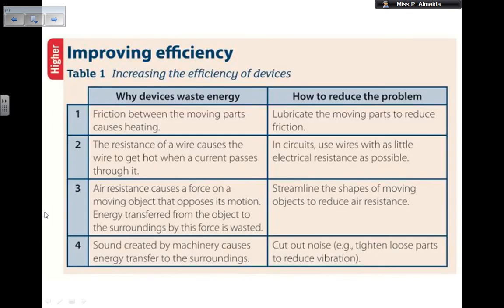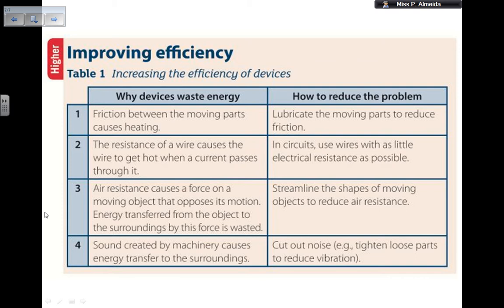So how can I improve efficiency? Again, this table is not mine, it's from AQA. When I don't say anything, the things are mine, but if I'm saying something, then it's not my copyright. For example, sometimes devices waste energy because there's friction between the moving parts, and this causes heating. A way to reduce this is by lubricating the moving parts, because that way I reduce the friction.